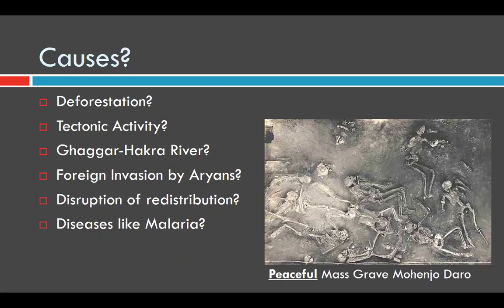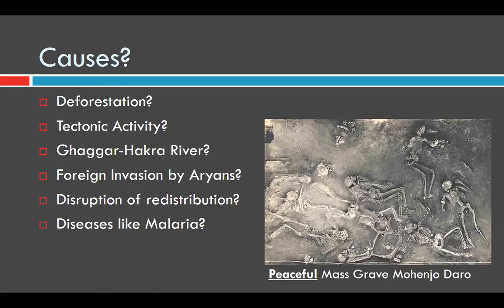It could also have been a tectonic event that caused the river to disappear. It seems like the disappearance of that river is key to the decline of the civilization. So a lot of explanations focus on this river disappearing. It's possible tectonic uplift caused the river to go underground. One popular theory that's out of favor now is a foreign invasion by the Aryans from Iran that came in, that's not as strongly supported by any of the evidence.